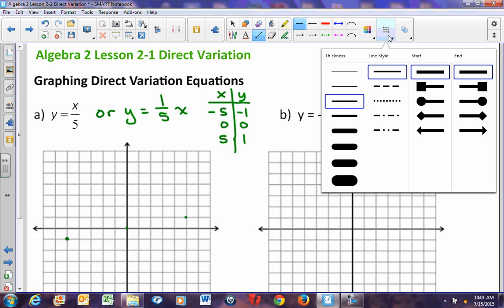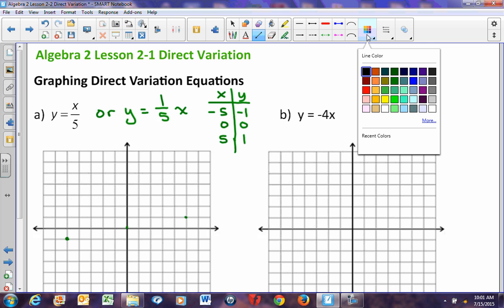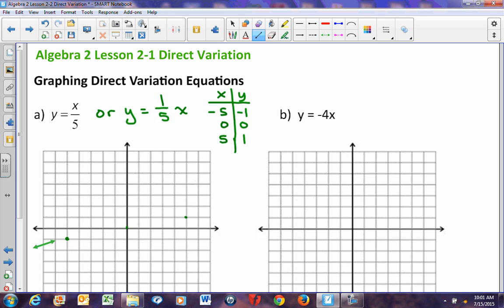Let's do it in green. Let's see if I can make this smaller. And we just slide it. There we go. And there's my direct variation equation. And of course, we should always label it. Always label your direct variation equations. This would be y equals x. And label your x and y axis as well.